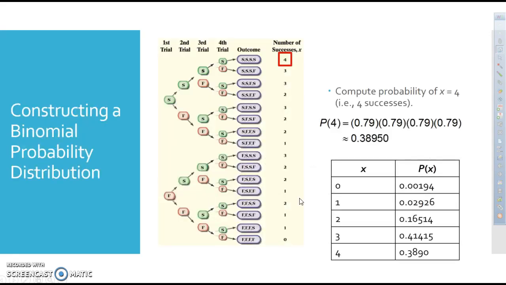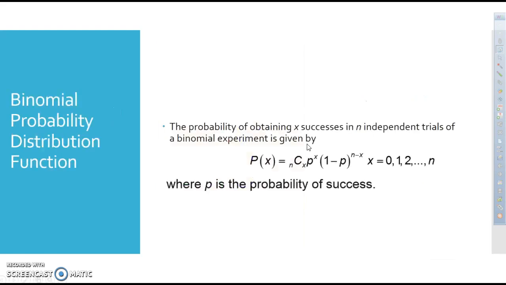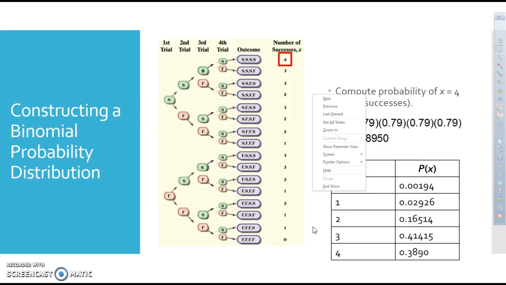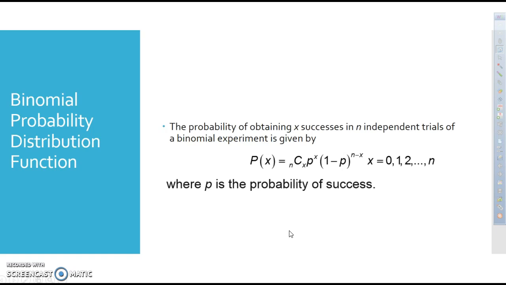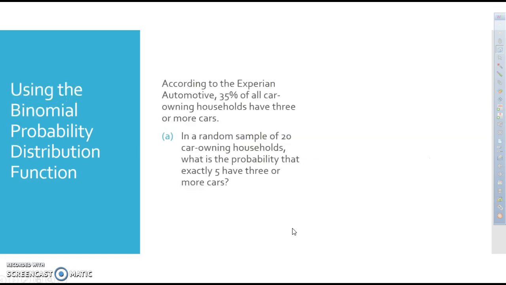That's what we did here when we were adding these up. Okay, it's the same idea. It's just a formula that if you know how to use it, you can do it much quicker than having to draw a tree diagram and go through it for each number of successes. Okay, so we'll do an example that would use that.